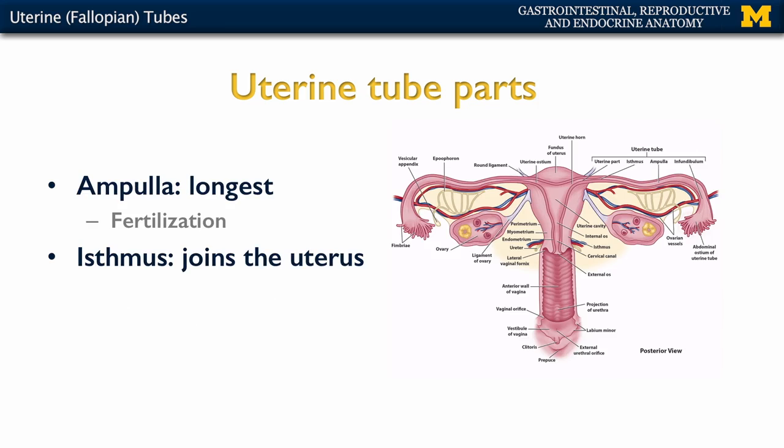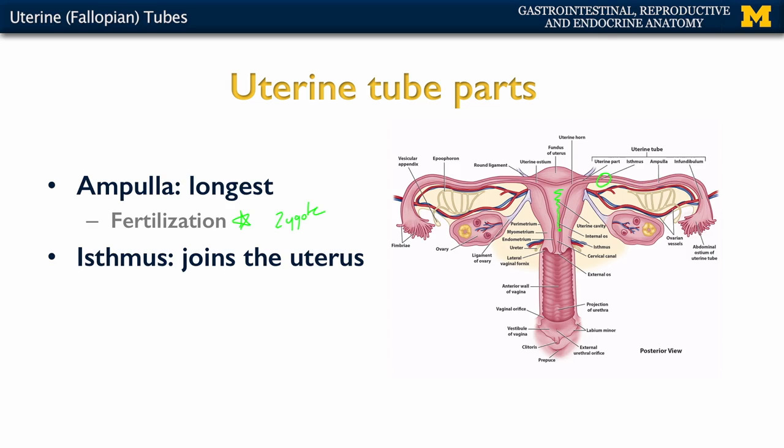Now, as we move more medially or towards the uterus, you have the longest portion of the uterine tube, and that is the ampulla. And the ampulla is going to be the most typical site of fertilization. So that is where the sperm meets the oocyte, and then you have the formation of the zygote. This will continue into what's referred to as the isthmus, the narrowest portion of the uterine tube. And this is where you're going to have the joining to the uterus into the uterine cavity, or the lumen of the uterus. So that's where implantation typically occurs, within the uterine cavity.